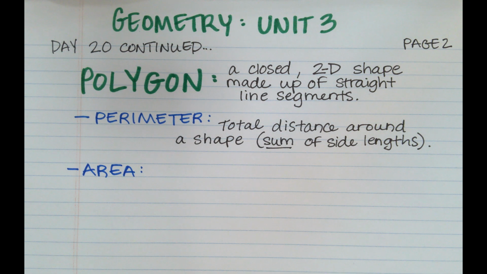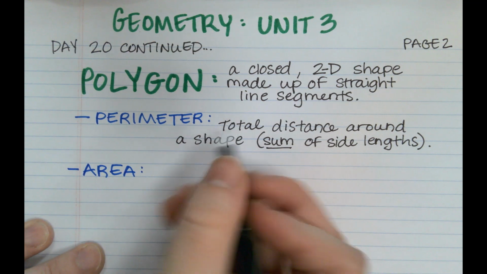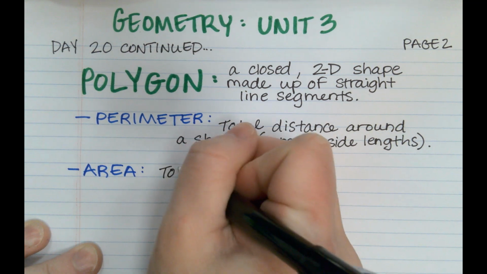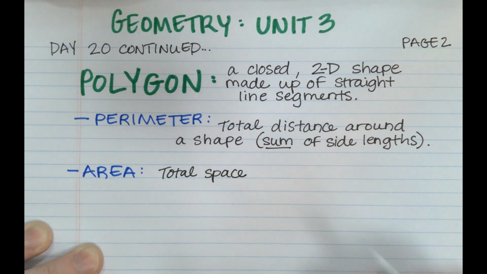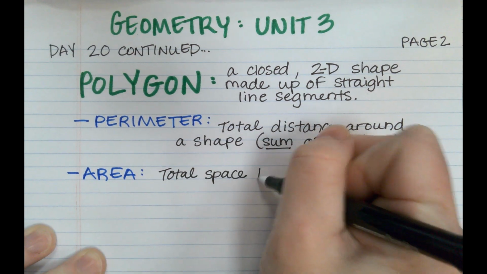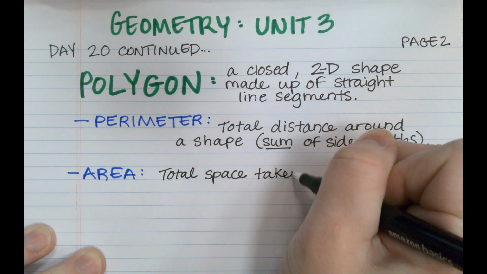And what would we define area as? It's inside. Yeah, it's what's inside that perimeter. It's the space that the shape ends up taking up, essentially. So for area, I'm going to say total space taken up by a shape. Or you could say the space inside a shape.